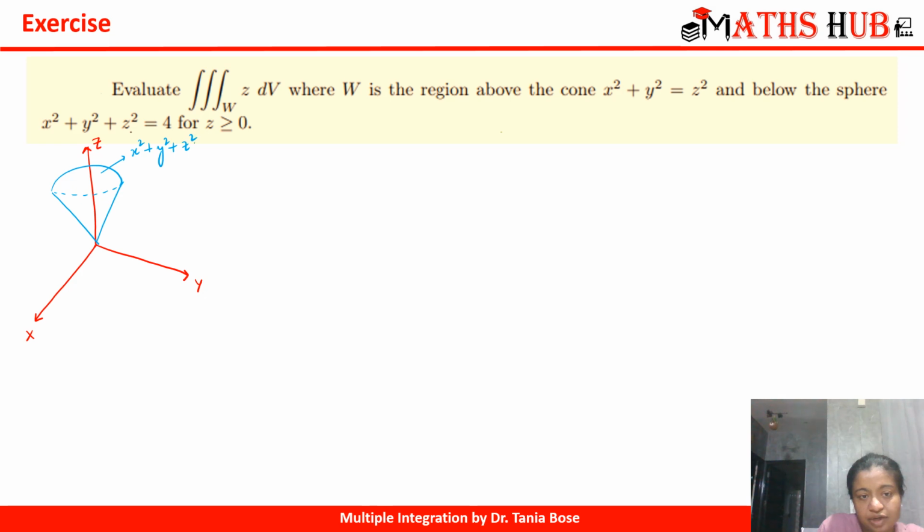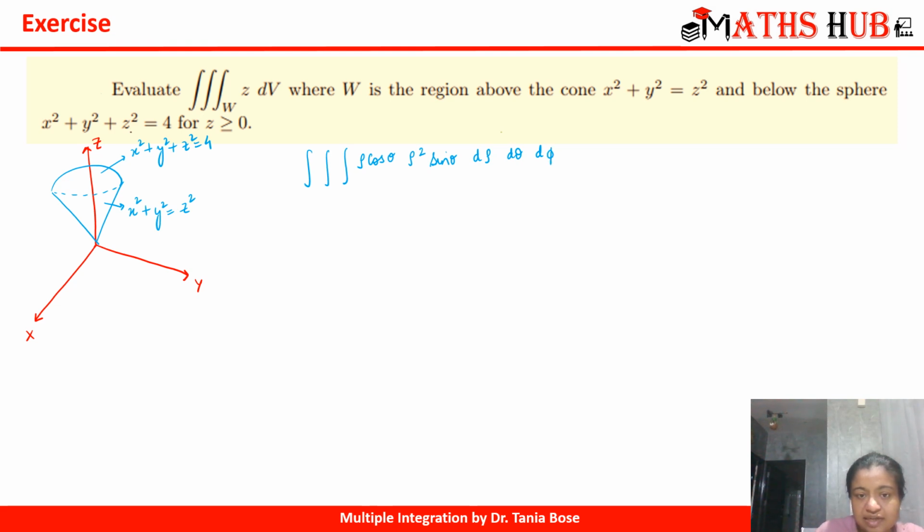And the equation of the cone is x square plus y square is equal to z square, right? So let's try to convert this in terms of spherical polar coordinates. So we have the triple integral. Z will become rho cos theta. Jacobian is rho square sine theta. We have d rho, d theta, and d phi, right?